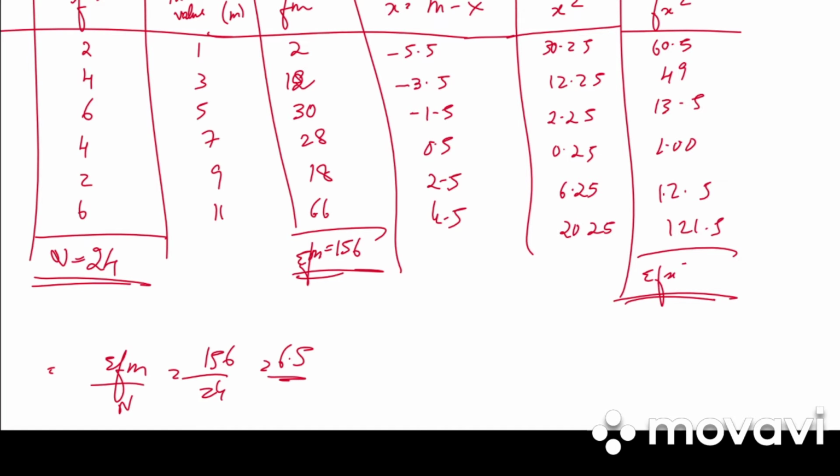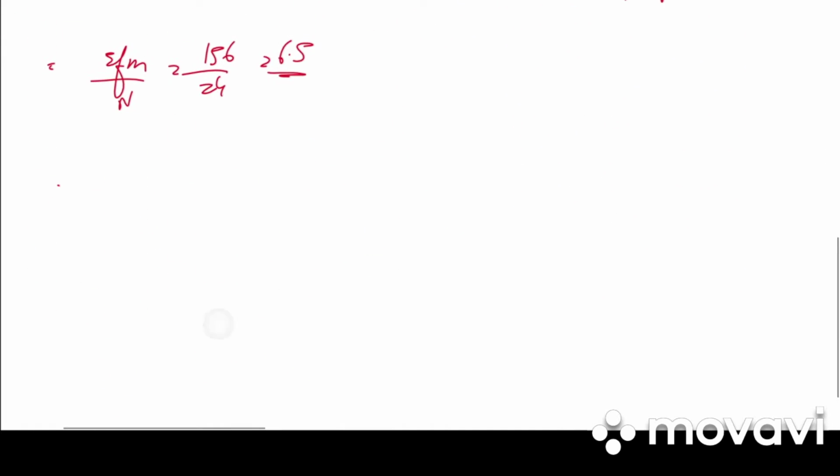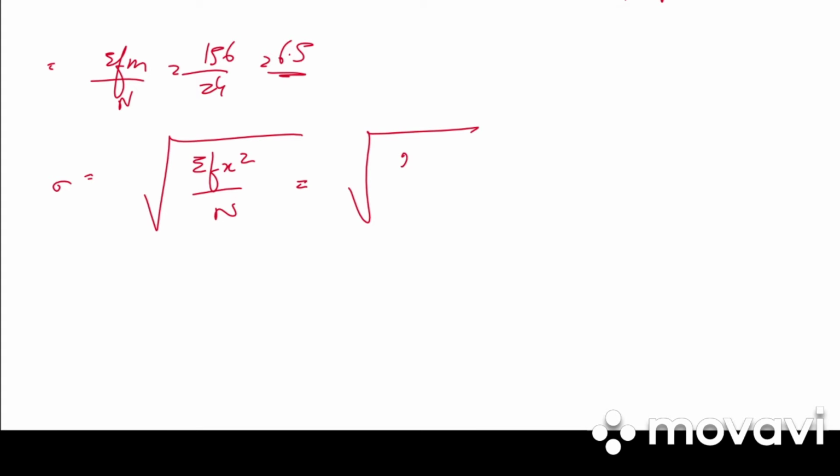So what is summation fx square? The total is 258. So how do we find standard deviation? Square root of summation fx square divided by n. Square root of 258 divided by 24. Square root of 10.75. 3.28. Clear? Next write down the second one.